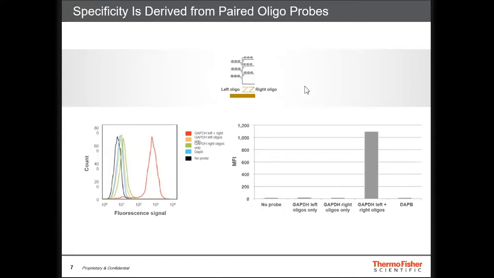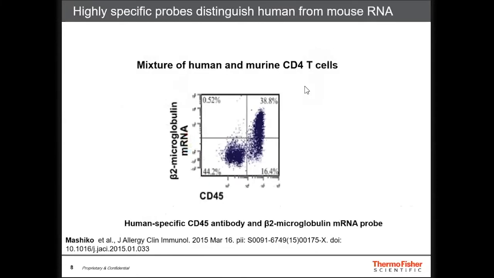And so down here, what we're seeing with the actual raw data and then graphs over on the right is that really only when you have both the right and left oligos do you see any sort of amplification. If you have left or right alone for our GAPDH example, we see essentially nothing. If we add in probes for DAPB, a bacterial gene, we don't see any signal, and of course no probe, we don't either. So really it's the combination of the amplification with this split approach for specificity that I think gives us a much, much better signal to noise than you would see with earlier technologies that tried to do this then.